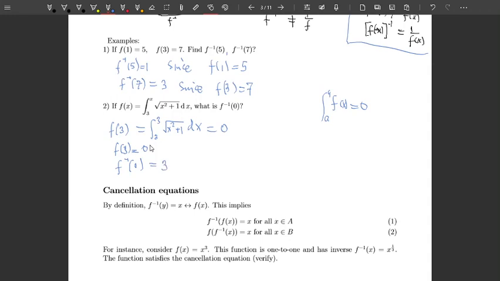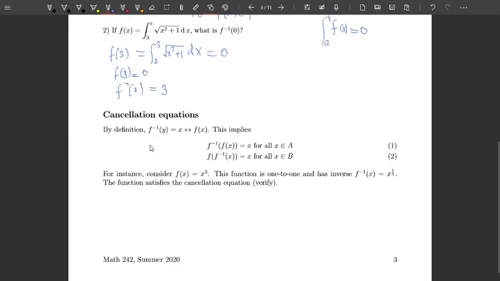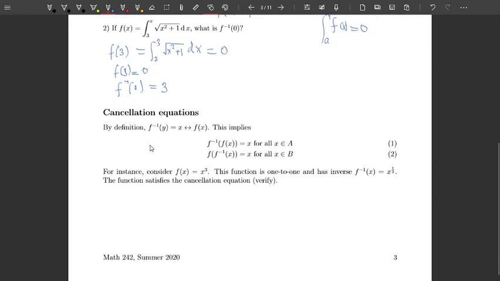So sometimes it may be necessary for you to find out the inverse of a particular function at a point with other concepts you may have known somewhere. Finally, we want to consider cancellation equations before we move to the next part of this video.